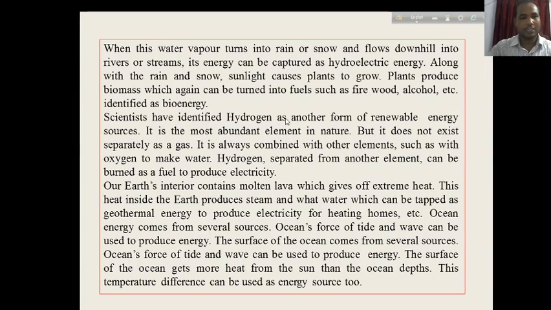Scientists have identified hydrogen as another form of renewable energy source. It is the most abundant element in nature, but it does not exist separately as a gas. Though hydrogen is common in the world, it cannot stay alone. It is always combined with other elements, especially oxygen, to make water.